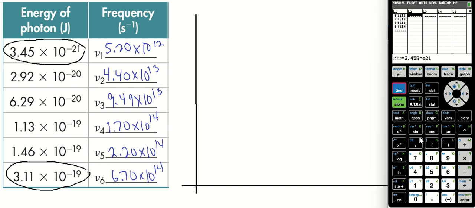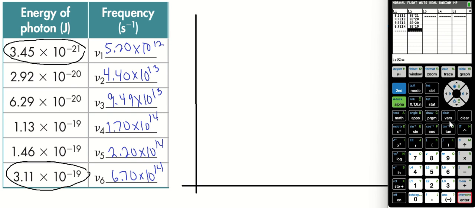3.45 times 10 to the negative 21, 2.92 times 10 to the negative 20, and 6.29 times 10 to the negative 20. Then we went all the way down to the last point, 3.11 times 10 to the negative 19. If all these points are on the same line, then we could have just picked two.